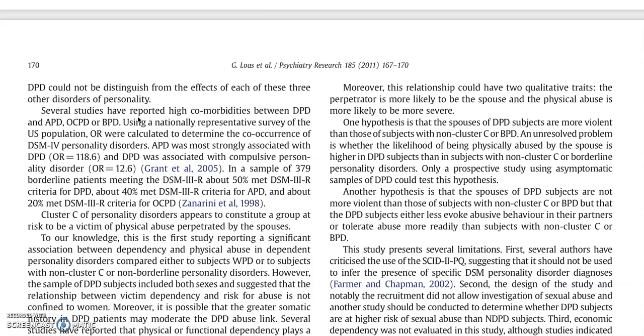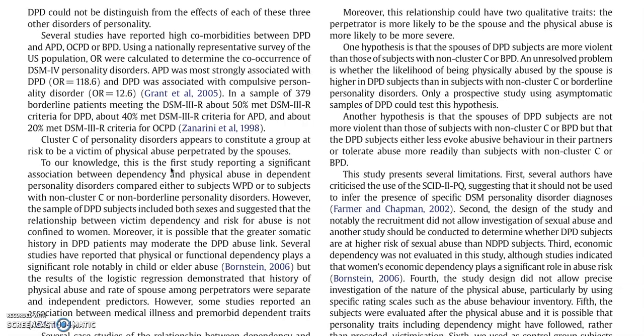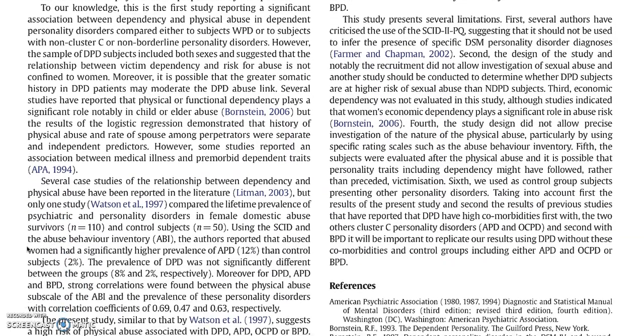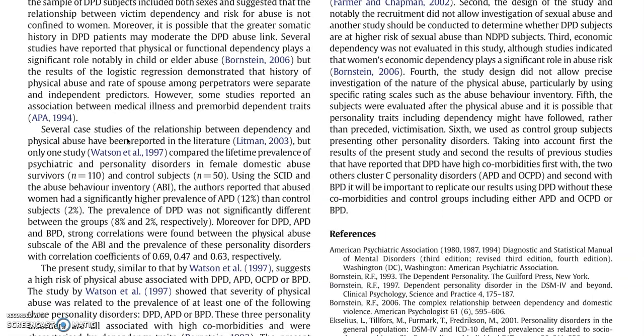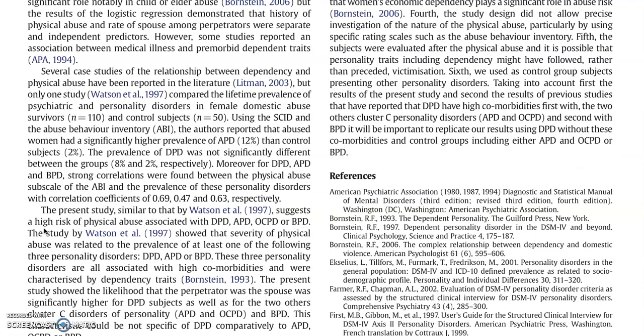Oftentimes, in the discussion section, when they talk about the results, they will compare their results to other studies that were done and the results that the other studies got. And they'll even talk about what's different about their study. To our knowledge, this is the first study reporting a significant association between dependency and physical abuse. So they're explaining why their study is different. But they also explain some things that have been reported in the literature that relate to their study and how their study is similar to other people's studies.